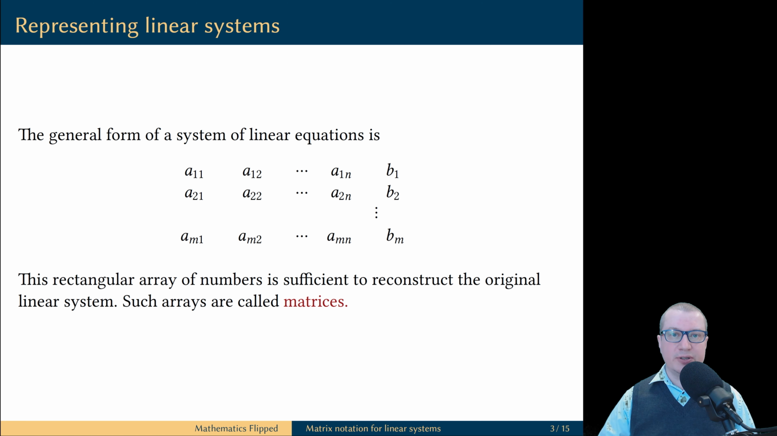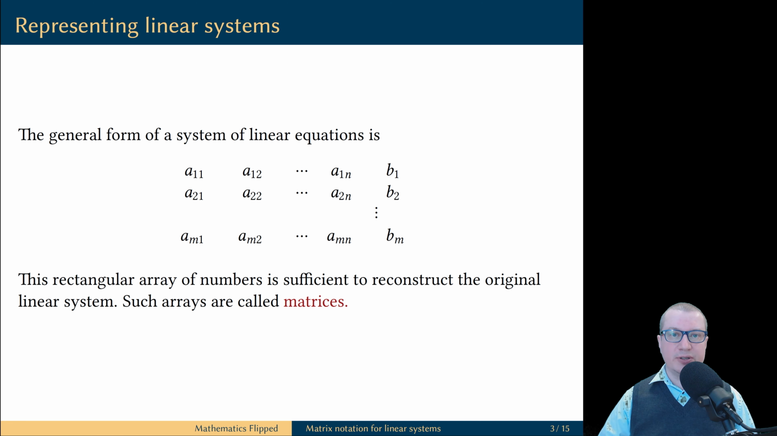So what we have is this rectangular array of numbers, which we're now going to call a matrix, and in fact, having such an array of the coefficients of the linear system is enough to know what the linear system is. Let's define a new term. An m by n matrix is a rectangular array of numbers with m rows and n columns.